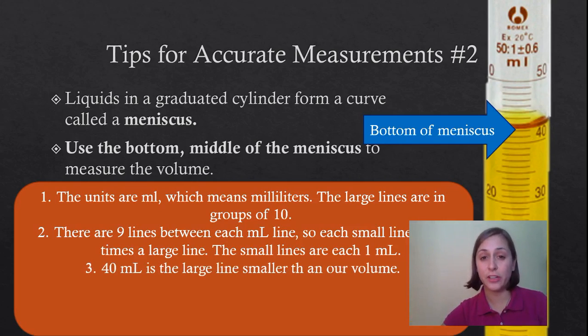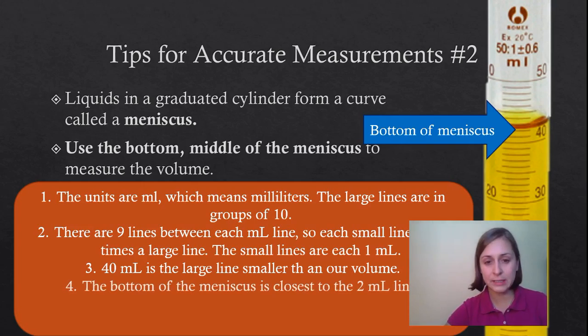Next, we find the large line that is closest to our meniscus, in this case, closest to what we're measuring, but smaller. So the one that's closest but smaller is 40. So we start off with 40 milliliters. Now we use the small lines, and we see that the bottom of the meniscus is closest to the 2 milliliter line. So 40 milliliters plus 2 milliliters gives us 42 milliliters.